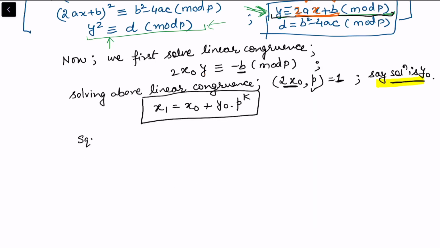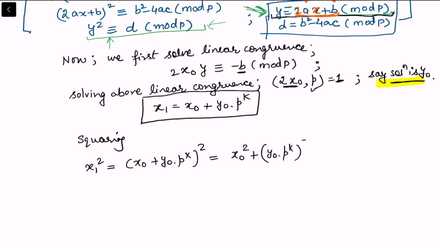So squaring both sides, we get x1 squared, which is equal to (x naught plus y naught times p to the power k) whole squared. This is the same as x naught squared plus (y naught times p to the power k) whole squared plus 2 times x naught times y naught times p to the power k. I've just opened it as (a plus b) whole squared, which is a squared plus b squared plus 2ab.